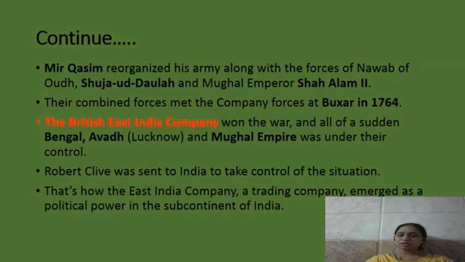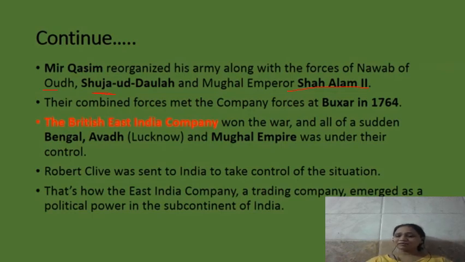Mir Qasim reorganized his army along with the forces of the Nawab of Oudh, that is Shuja-ud-Daulah, and the Mughal Emperor Shah Alam II. मीर कासिम क्योंकि बच जाता है, वो वहां से भाग जाता है. So he again reorganized the army, वो अपना आर्मी वापस बनाता है. किसके हेल्प से? नवाब ऑफ अवध, that is today's Lucknow, that was ruled by Shuja-ud-Daulah, and Shah Alam II, who was on the throne of Delhi at that time, Mughal Emperor. They combined their forces and met the company forces at Buxar in 1764.